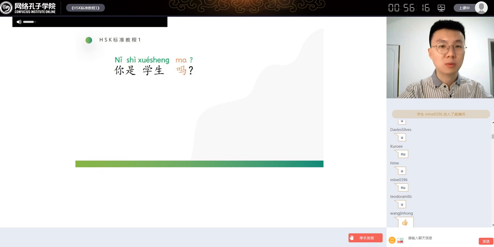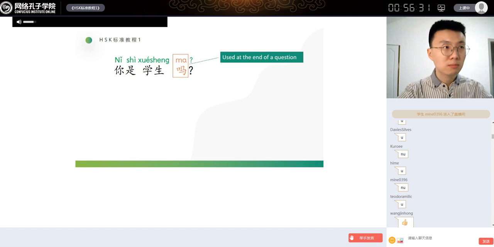好，我们看这个，你是学生，你是学生吗？Here in this case, I add ma at the end of a sentence, right? So ma is used at the end of a sentence to ask yes or no question. We can change an affirmative sentence into a question.